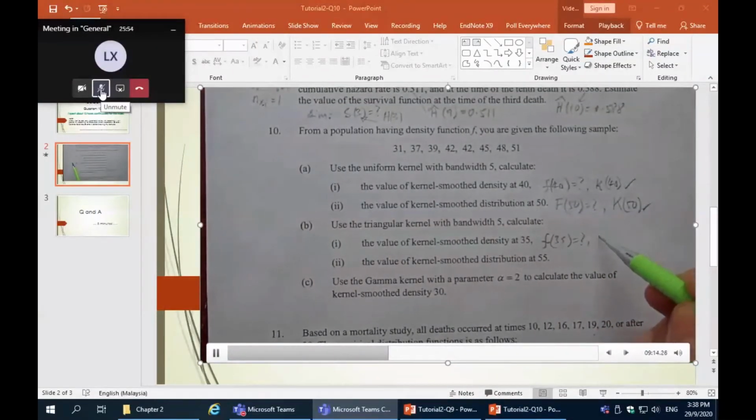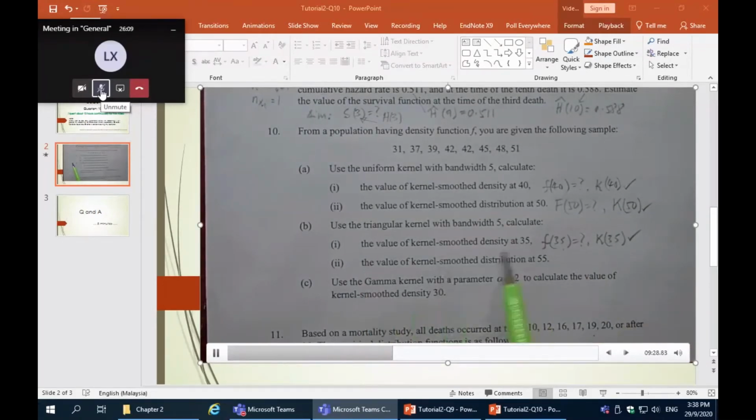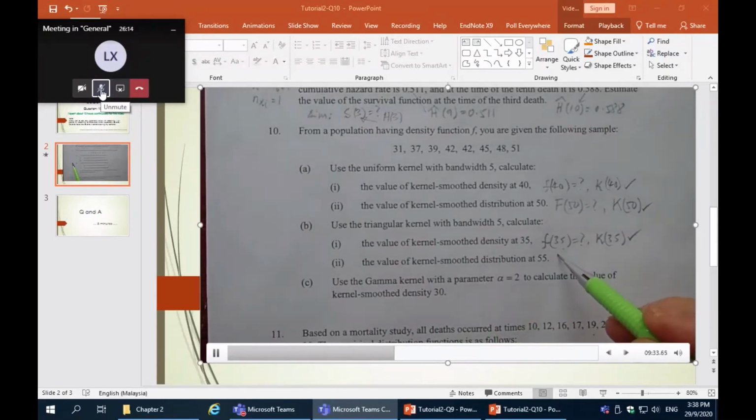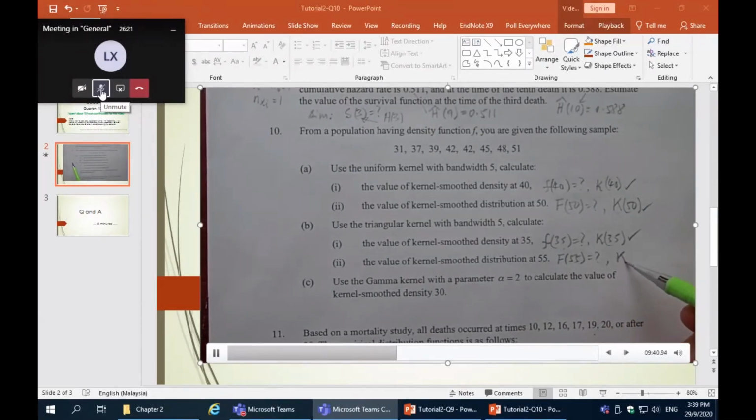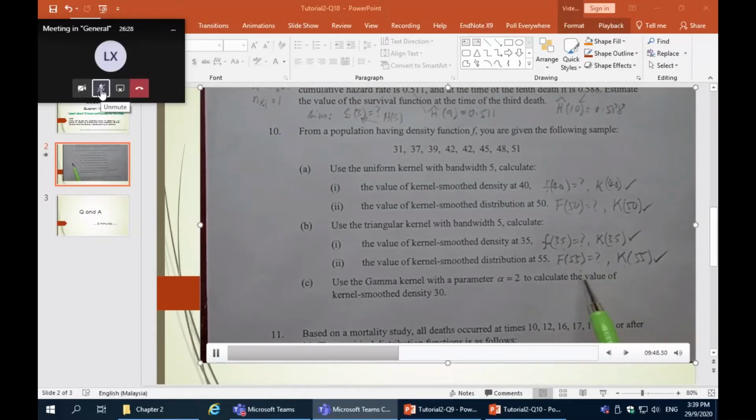So first of all, you have to get what is the kernel density at 35, so that if you have this result, then you can determine this kernel smoothed density at 35. For part 2, we have to calculate the value of kernel smoothed distribution at 55. That is, we have to find this f at 55. So again, we need to find kernel distribution at 55, so that when we have this result, then we can solve this problem.